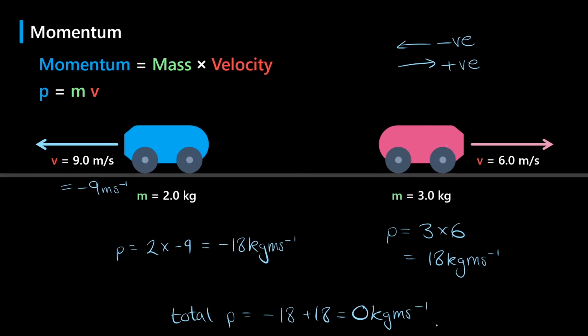This was a bit tricky, but the lesson here is that you need to remember your signs. Remember what is a vector and what is a scalar. Velocity, and thereby momentum, are both vectors and so have a direction.